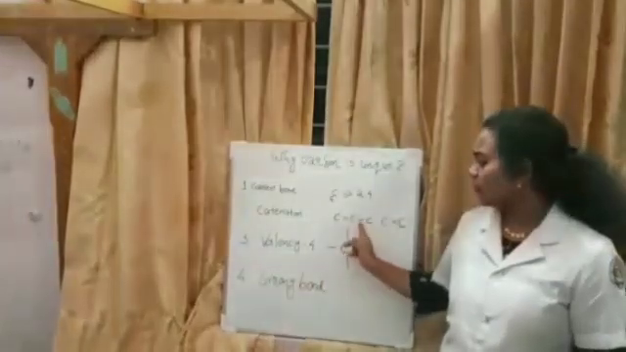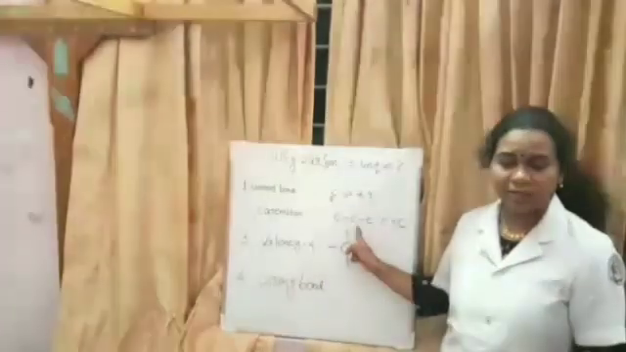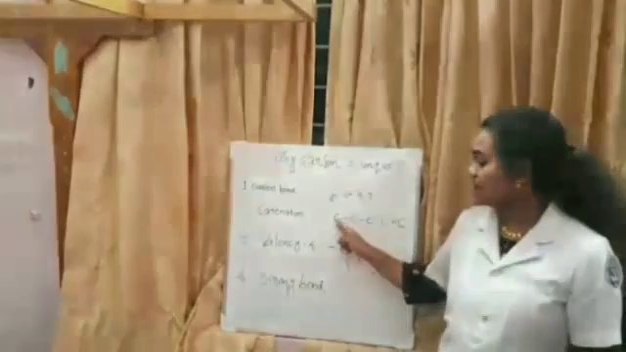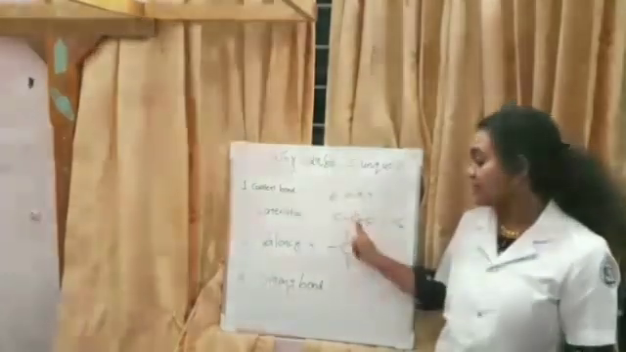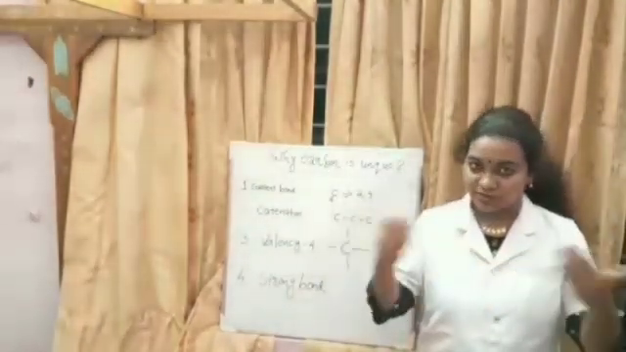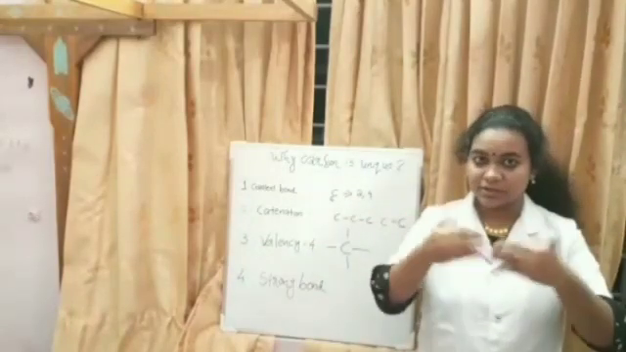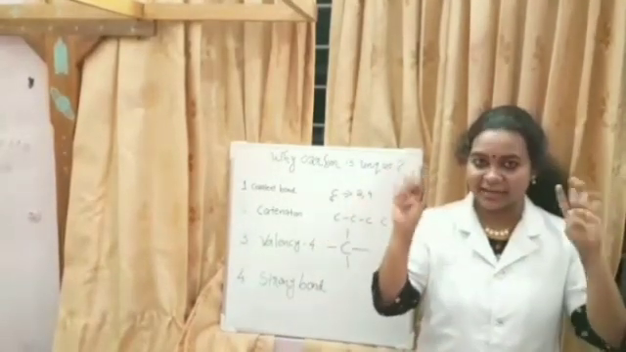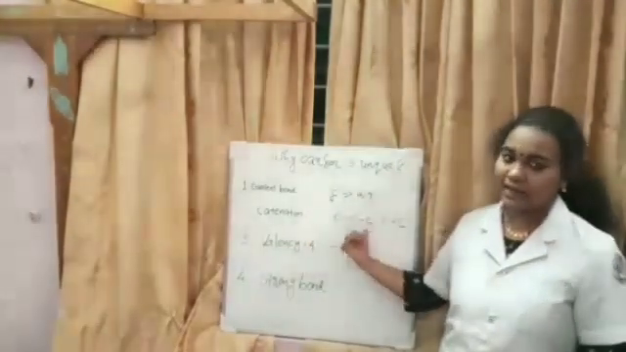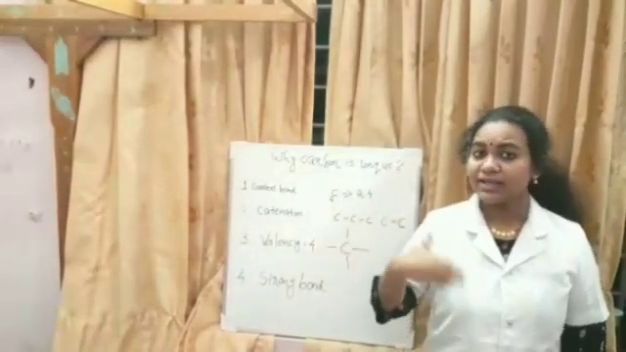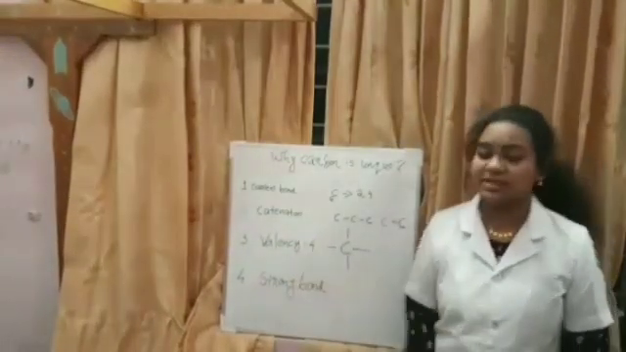Why can it bond with another carbon atom and form chains? Because its outermost shell electron count is 4 and its valency is also 4. So if it shares these 4 electrons, the total is 8. So it can make bonds with other carbon atoms. So what will be the next property? The next property is the valency.